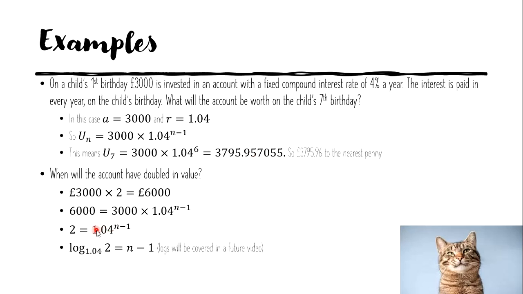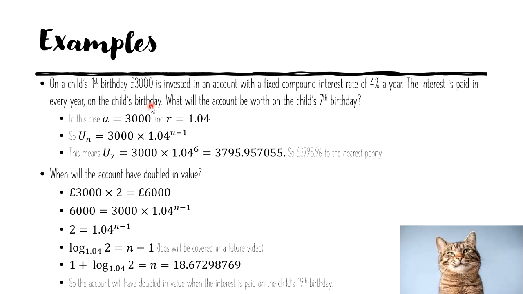So the base number becomes the base of the log, so it goes under the equal sign. So it becomes log base 1.04 of 2 is equal to n minus 1. And you add the 1, and you end up with 1 plus log base 1.04 of 2 is equal to n. And if you type that in the calculator, you get 18.67298769. But because the interest is paid every year on the child's birthday, it would only be on the 19th birthday when it is worth the more.